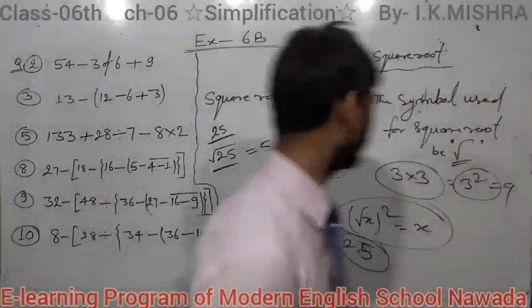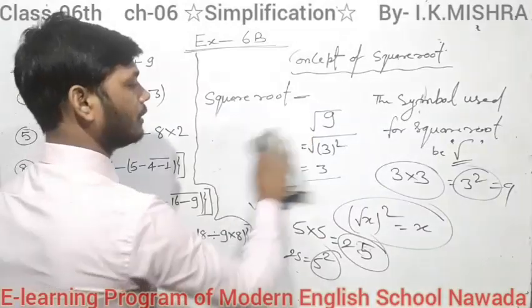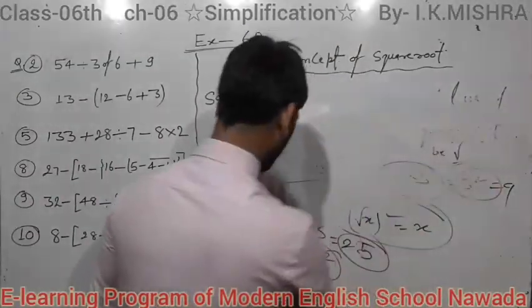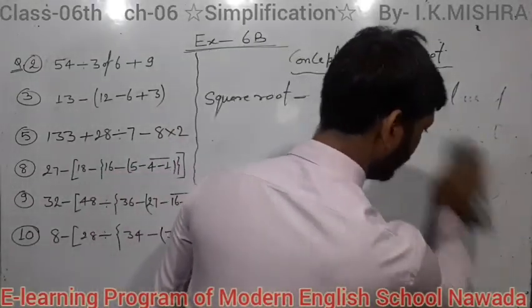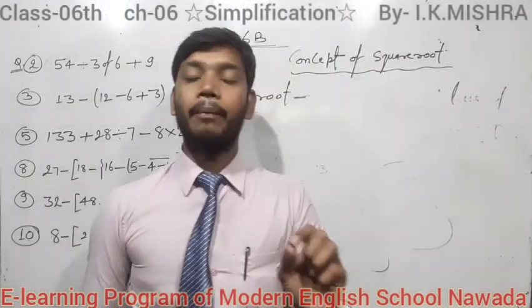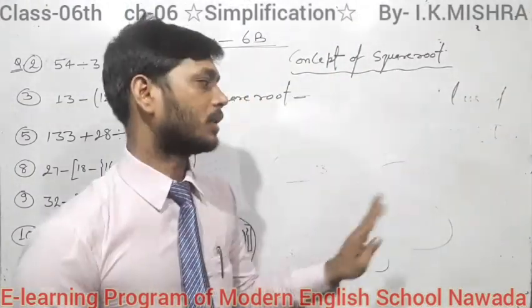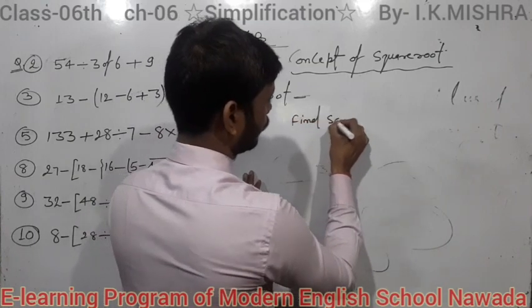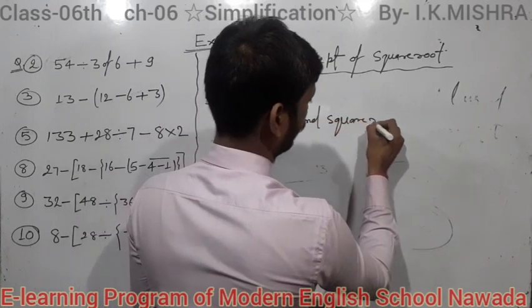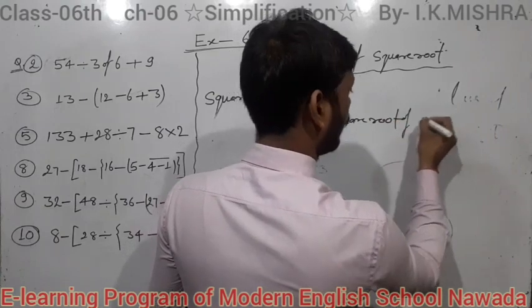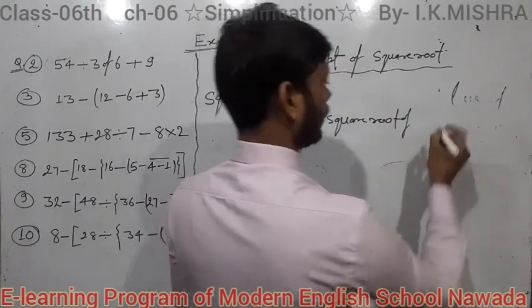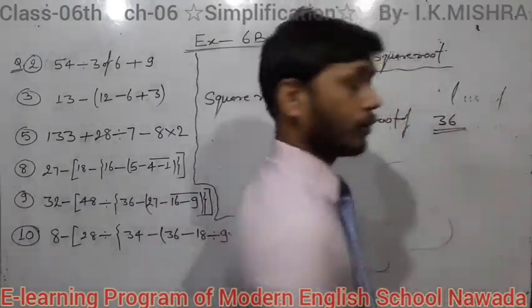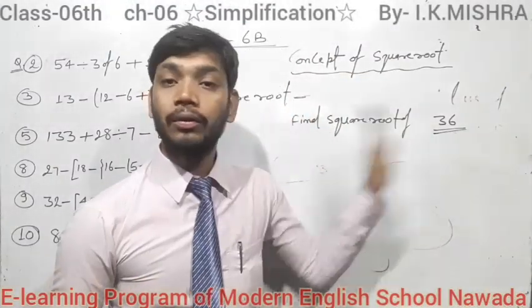Friends, to find the square root, first of all find the prime factorization of the number. Suppose you have to find the square root of 36. Students, you have to find the square root of 36.